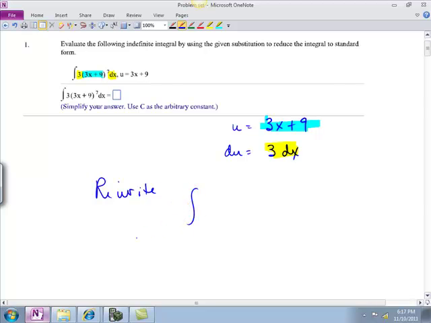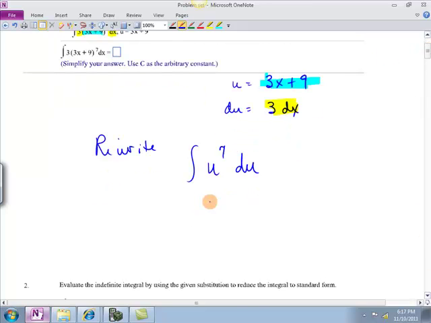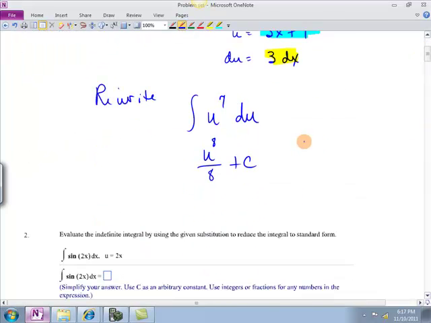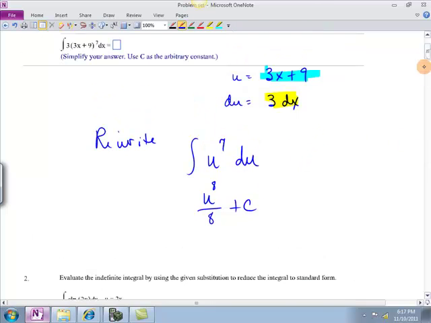So what's our problem now? u to the 7th du. And so the integral of u to the 7th is what? u to the 8th over 8 plus c. Okay. So the 3 just takes care of itself. You got it taken care of in the original problem. It was here, 3 and dx were there, and we're saying du is equal to 3 dx, so it counts. Okay? All right, and then you would just substitute in whatever u was. So we have (3x plus 9) to the 8th over 8 plus c.